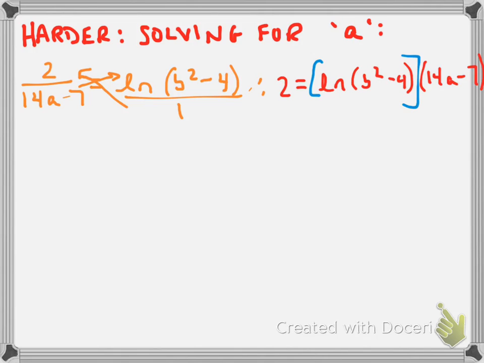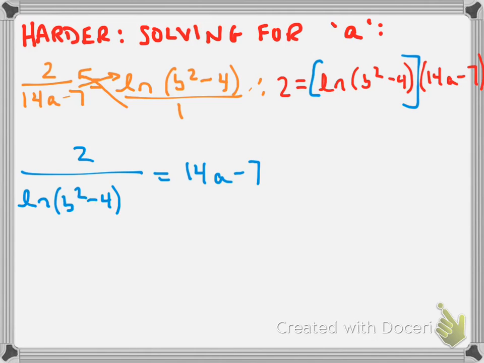And so what we're going to want to do is keep a on the right side, but get rid of everything that's related to b. So because these are multiplied, we have to do the opposite, which is divide. And so that's going to be 2 over the natural log of b squared minus 4, and that equals 14a minus 7.